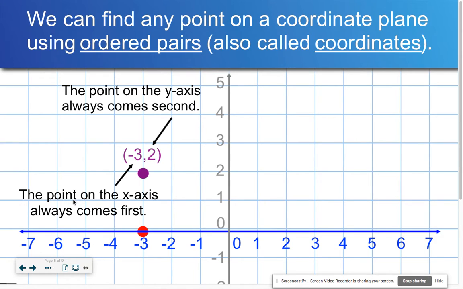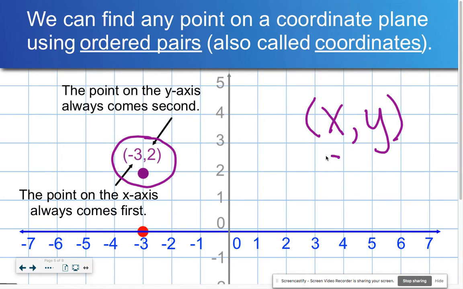You're going to use ordered pairs to then start graphing. An ordered pair is two numbers within parentheses, like this one shown right here. The very first one is the X, and the second one is the Y. The X tells you to go across, and the Y tells you to go up or down.